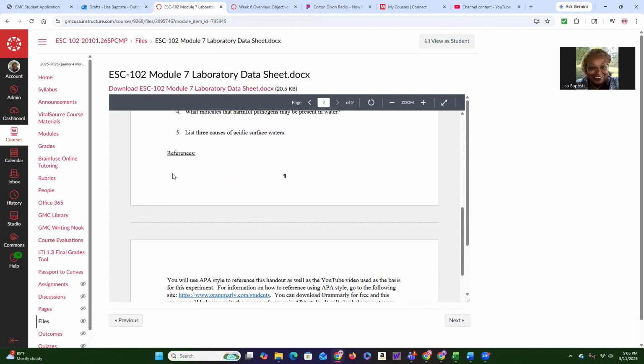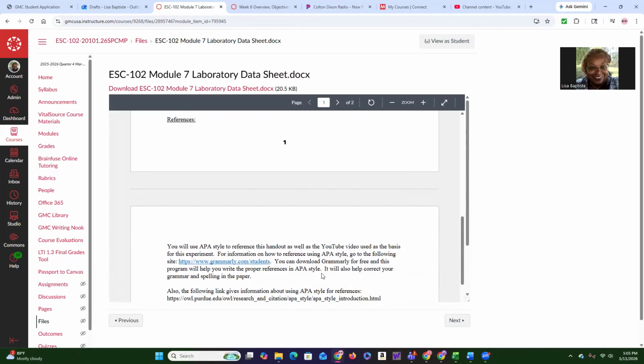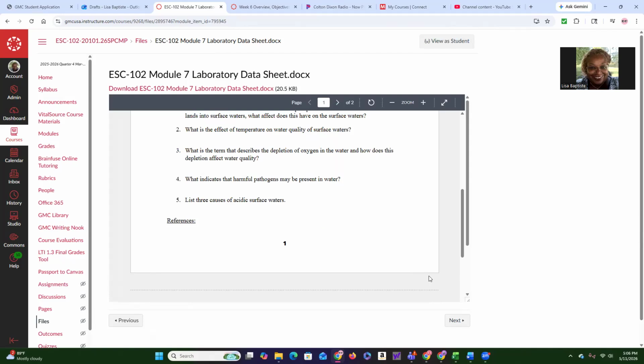And then you want to make sure that you do have a reference section and that your reference is APA style. If you have questions on how to do your references in APA style, here's a couple of links that will help you understand how to set up your references. And if you have questions, let me know.